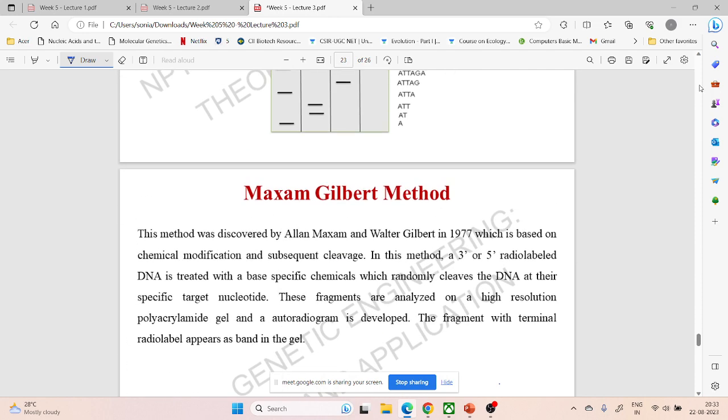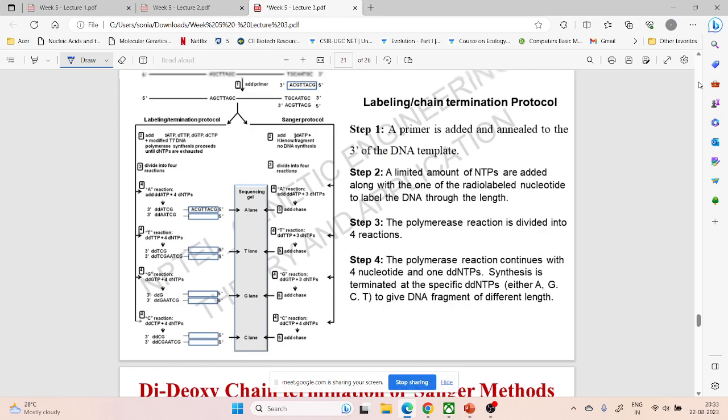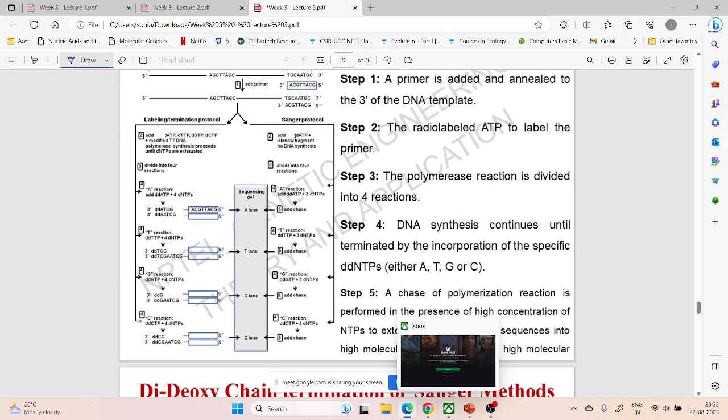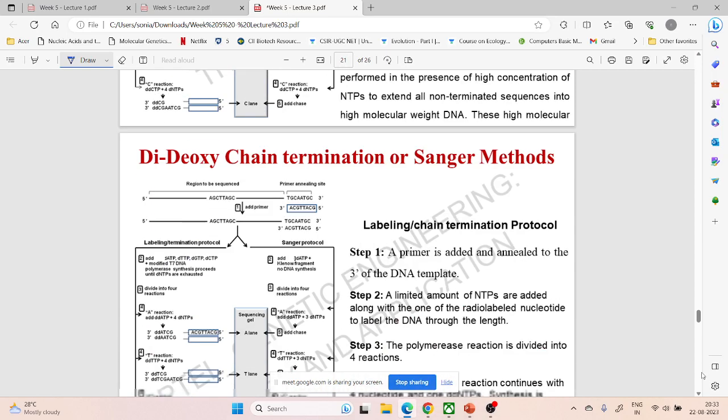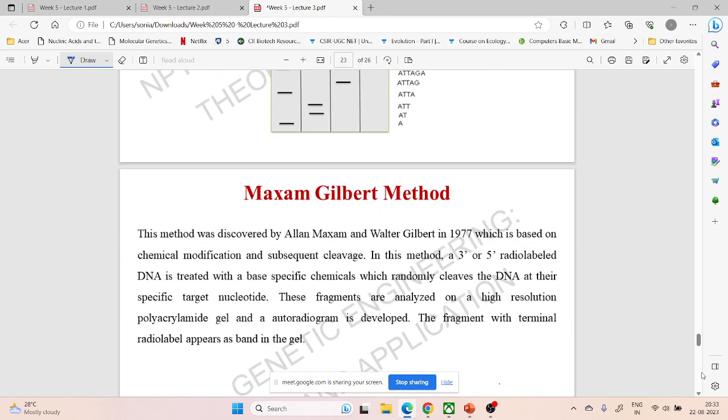So basically, for sequencing, there are two approaches. The first is the enzymatic approach, or the dideoxy chain terminator approach, and the other one is the chemical approach. So Maxam-Gilbert is basically a chemical approach for sequencing.